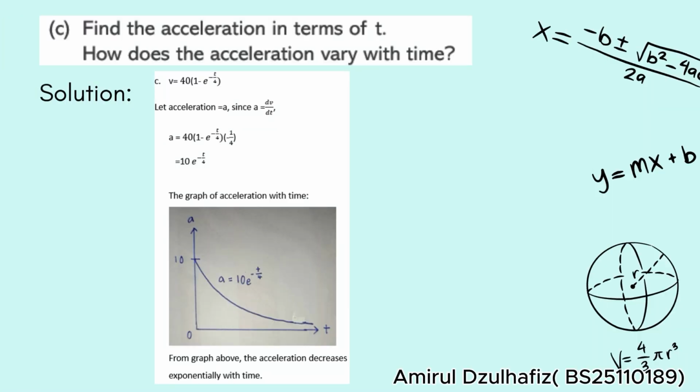For part C, we recall the velocity function from part A, which is v equals 4t minus 4t times exponential to the power of negative t over 4. Then we use the definition of acceleration, which is a equals dv over dt. Next, we differentiate v, turning it into dv over dt equals 10 exponential to the power of negative t over 4. Finally, we describe how acceleration varies with time. At t equals 0, a equals 10. As t increases, exponential to the power of negative t over 4 decreases. Hence, the acceleration decreases exponentially with time.